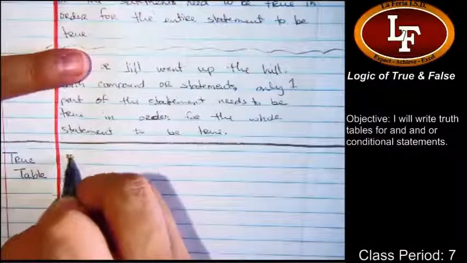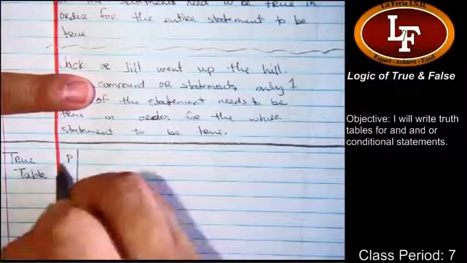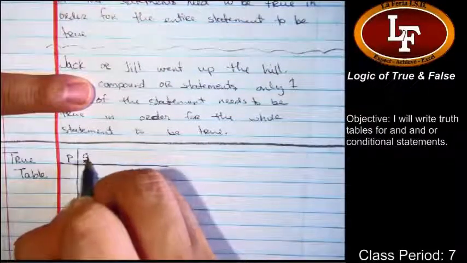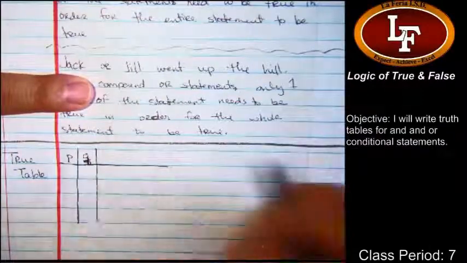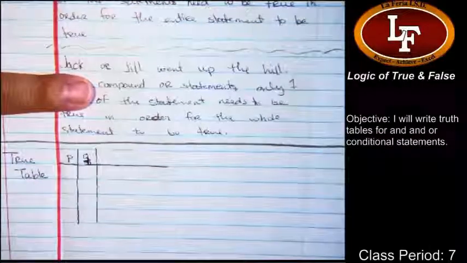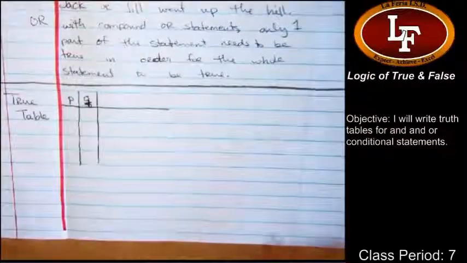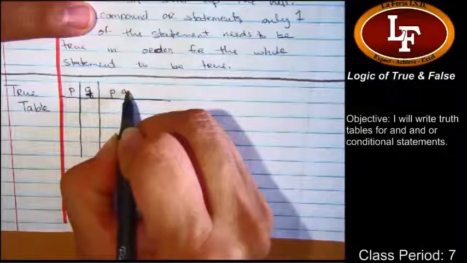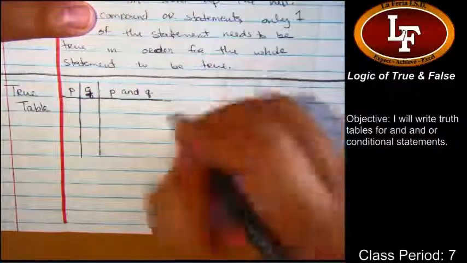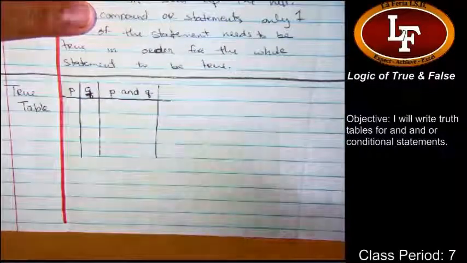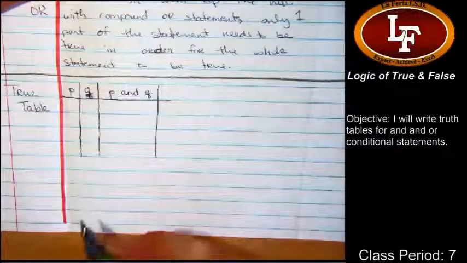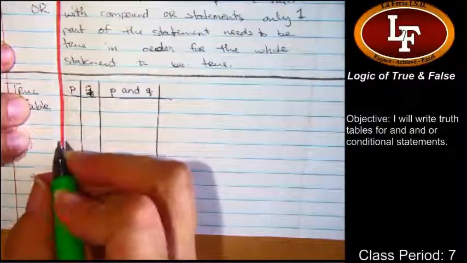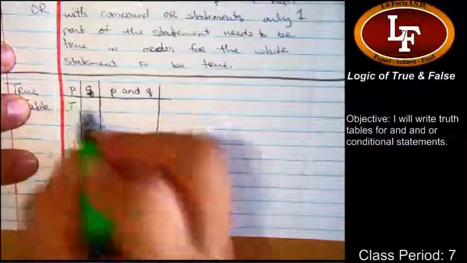I just want to be able to generalize into anything I'm going to say. So for that, we're going to use some letters. I'm going to use the letter P to represent one statement. And I'm going to use the letter Q to represent some other statement. And so now instead of Jack went up the hill and Jill went up the hill, I can write P and Q, my first statement and my second statement.